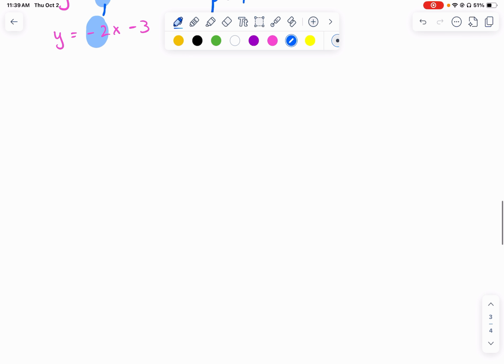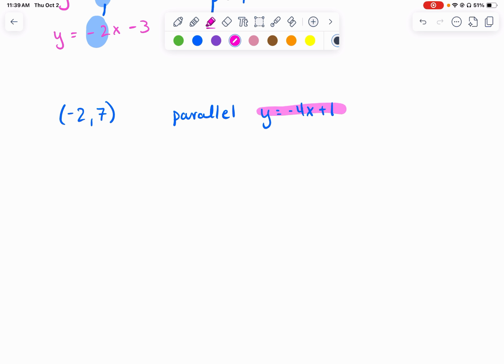Okay, the next question that we had was, write the equation of a line through the point (-2, 7) that is parallel to the line y equals -4x plus 1. When we have a question like this, we find the slope of this line. So the slope of that line is -4.